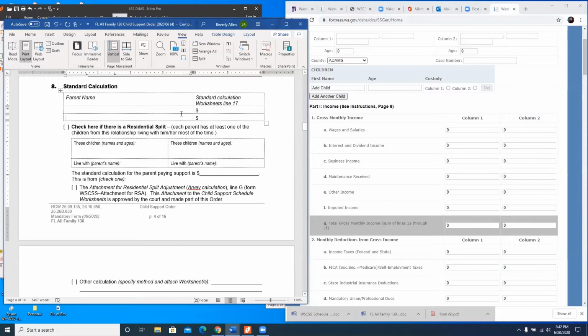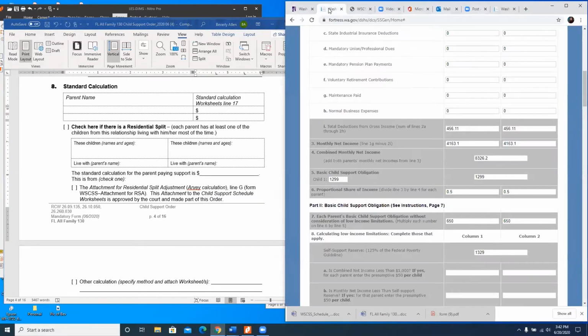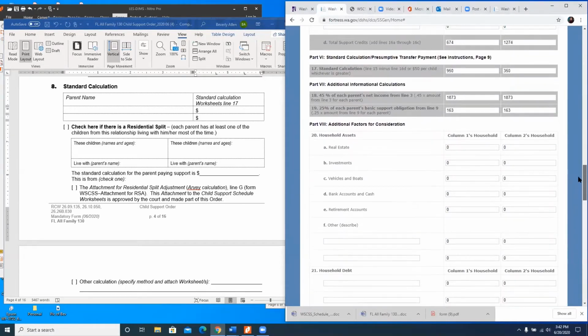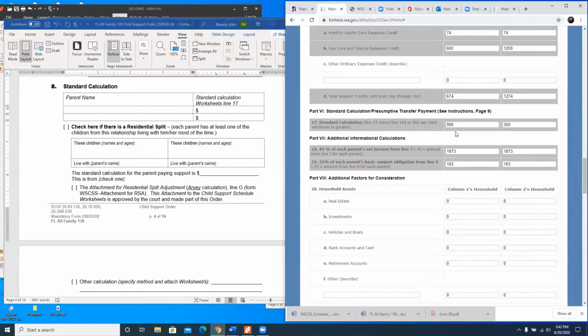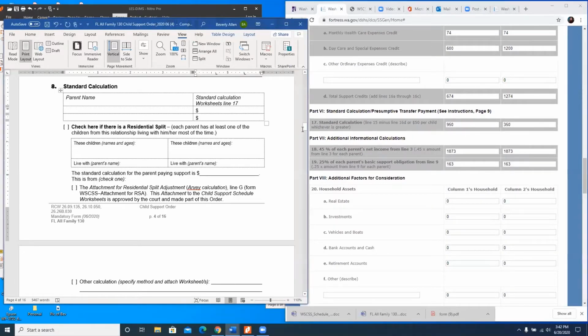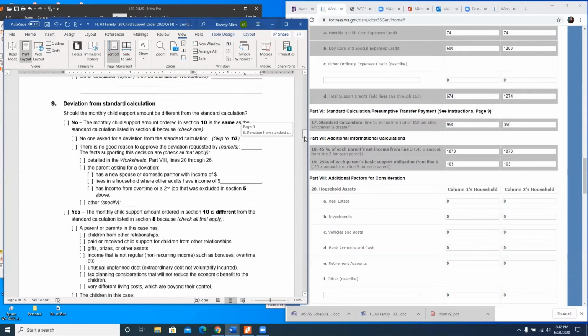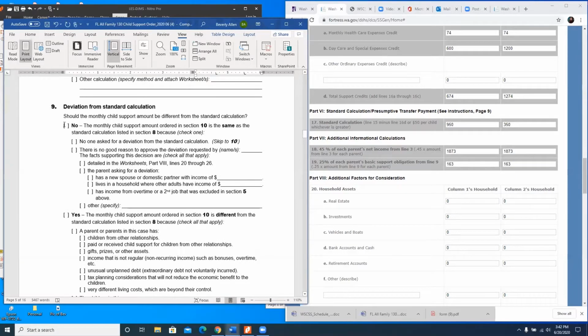So you'll want to put each parent's name here and each parent's standard calculation from line 17. And that's on the right-hand side of the screen. Standard calculation for Joe here was 950. Standard calculation for Jane was 350. So that's what goes in this section. In this case, we are not getting a deviation.